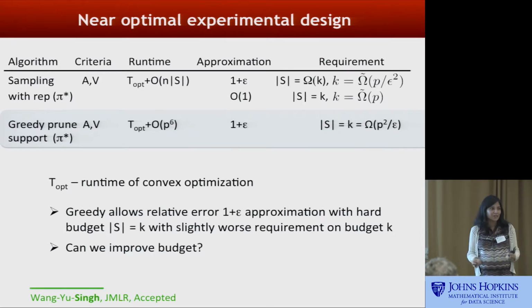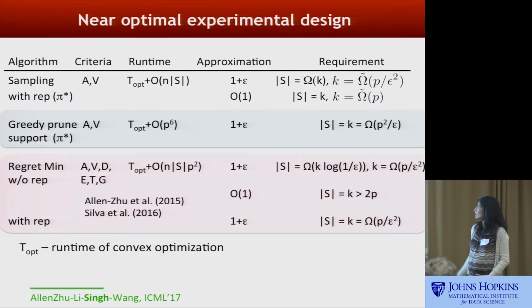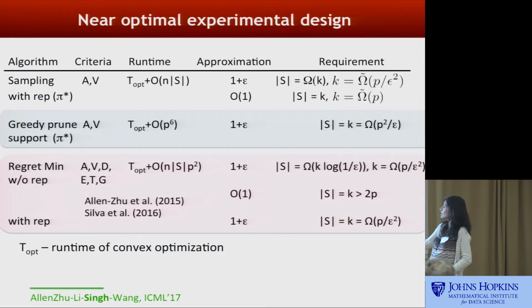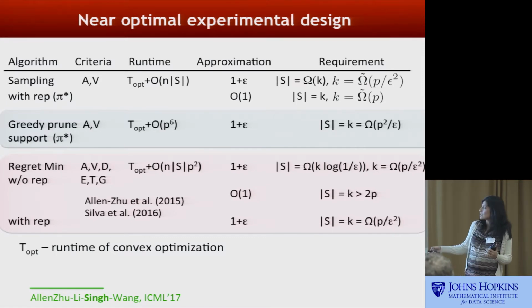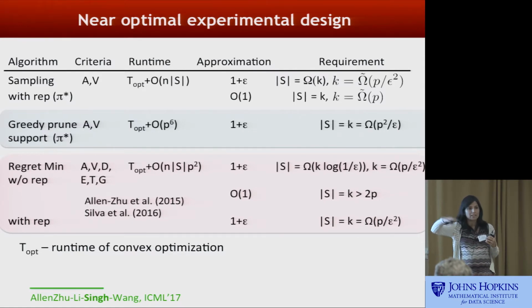We haven't completely closed the gap, but we can show that you can get at least nearly a hard budget, or under a hard budget, with p over epsilon squared, a 1 plus epsilon approximation. This is recent work that appeared in ICML. I don't have time to go into the details, but it is based on this idea of maximizing the minimum eigenvalue of a matrix.